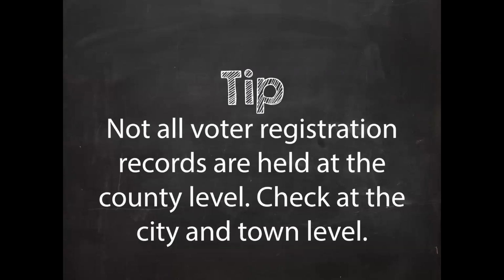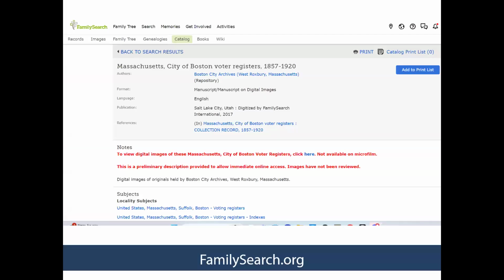Now, a tip to keep in mind, as I mentioned, while we're starting at the county level, you also want to try looking at the city and town level, because there might be some cases, especially with larger cities, where they decide to keep it more at the city level instead of leaving it all at the county. And a good example is looking at the city of Boston. The City of Boston voter registers, the originals are actually held at the Boston City Archives in West Roxbury, and they've worked with FamilySearch to digitize their records. So, for example, these are voter registers from 1857 to 1920.